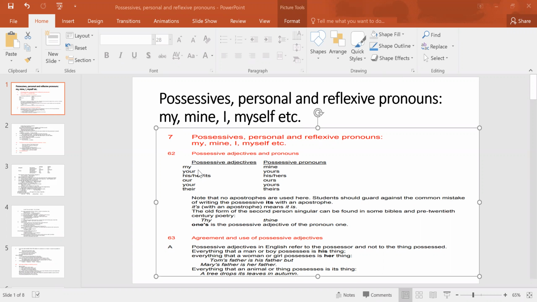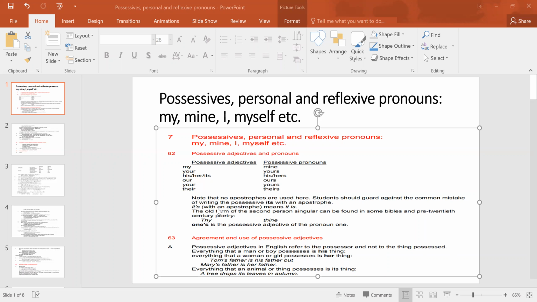Here we have a list of the possessive adjectives on the left hand side, and on the right side we have the list of possessive pronouns. My, mine, your, yours, his, her, its, and his, hers, etc. So there is nothing difficult in the list. You can very clearly see the list over here.